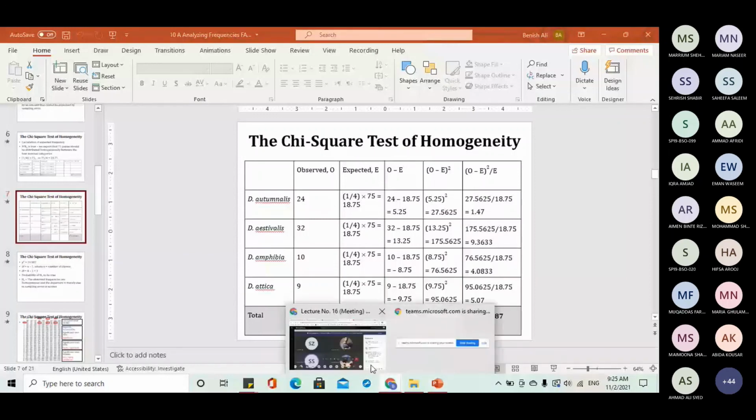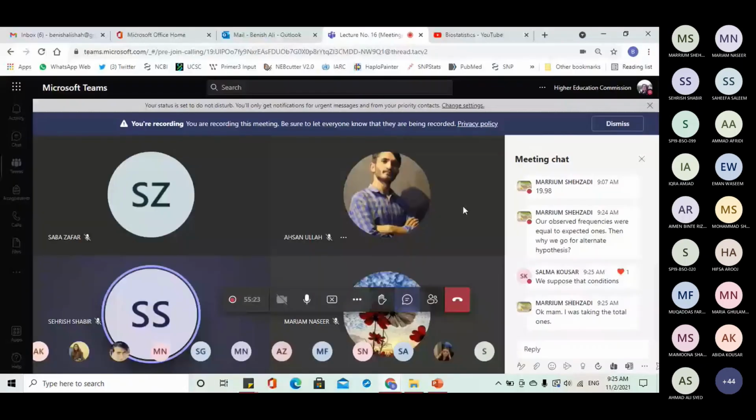Okay, so you were taking the total number of observations. So the number of observations should be the same, right? Because we are calculating the expected frequencies for the same number of classes and the same number of observations that we have. इसीलिए आपकी वो तो obviously equal ही आनी है आपकी total number.